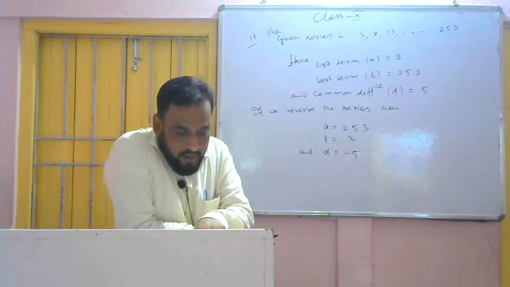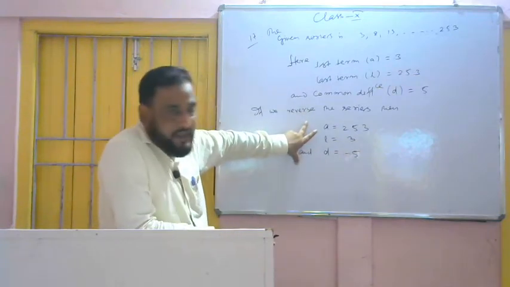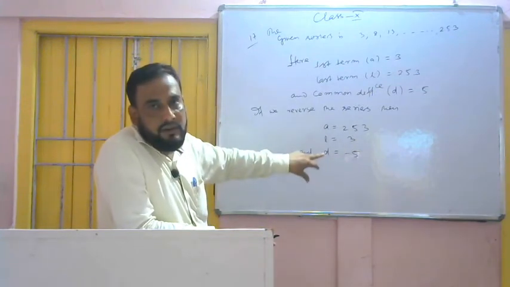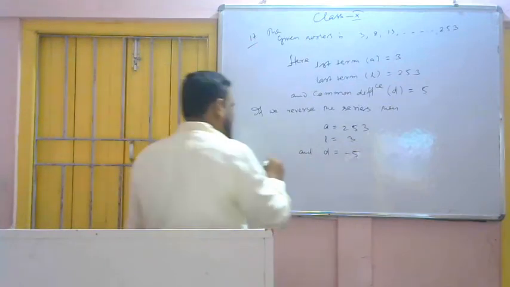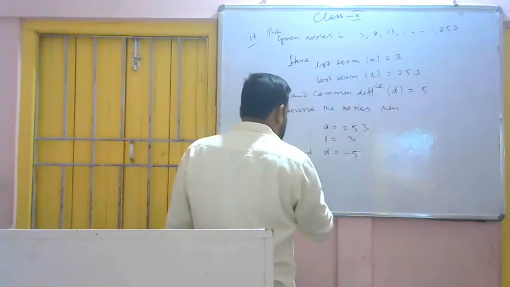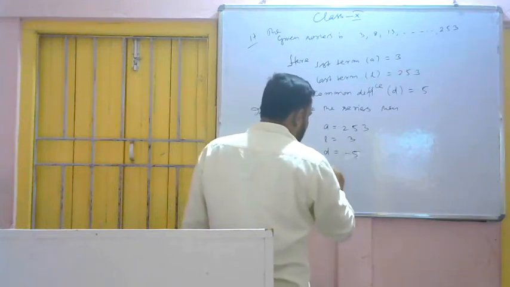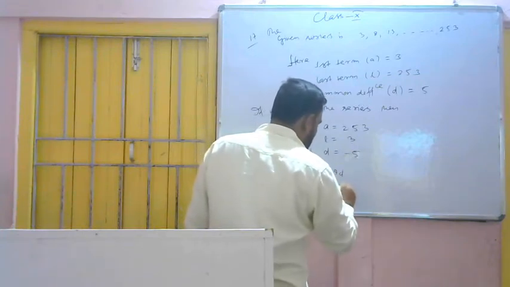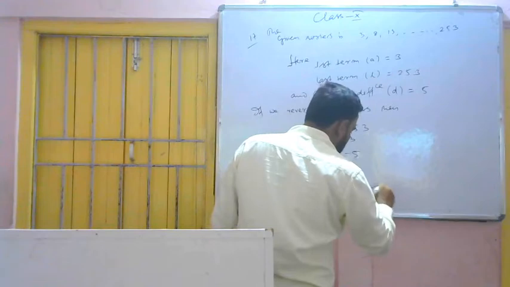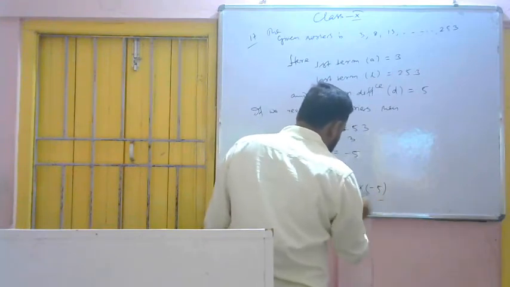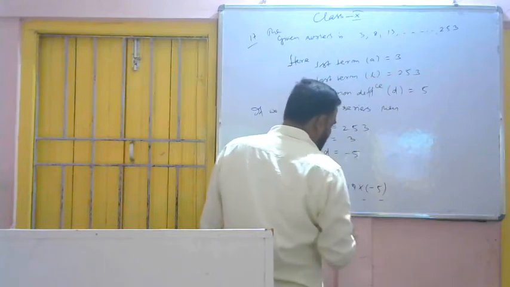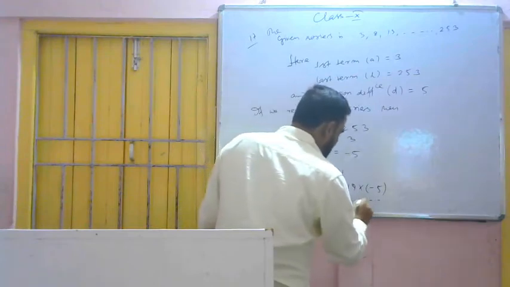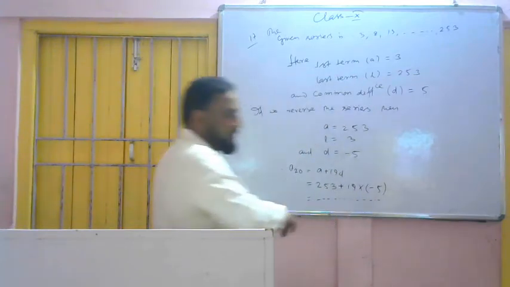Now your question is, find the 20th term from the new series. I am not writing the series, you have to find out the 20th term. Therefore, A20 is equal to A plus 19D. Here A is 253 plus 19 into D, which is minus 5. Now I am keeping this for you. If I don't give homework, then there will be nothing to do at home. So I am keeping this for you. Okay?